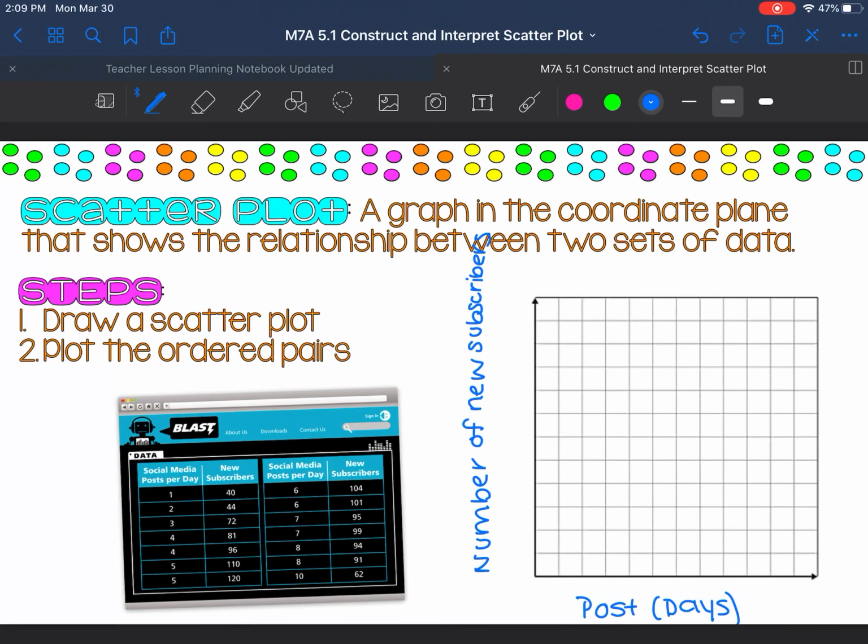Oh, running out of room. That's fine. All right, so now we need to have numbers. It looks like we go 1, 2, 3, 4, 5, 6, 7, 8, 10. So we'll do our x-axis 1 to 10.